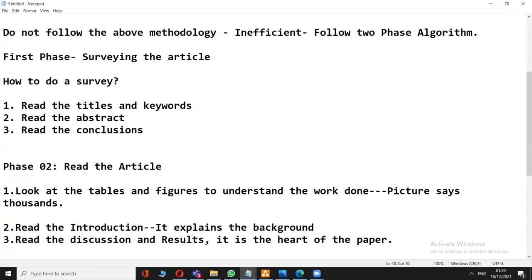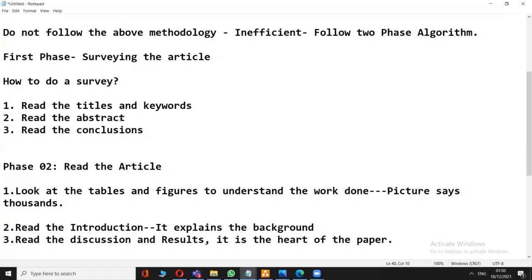Then after reading the abstract, you go for the conclusions, because through the conclusions you can understand whether the researcher has done the research in a successful manner, or has to modify something, or whether the research failed, or he hasn't got the expected results. That way you can understand the research. So read the titles and keywords, read the abstract, and read the conclusions. That is the first phase.